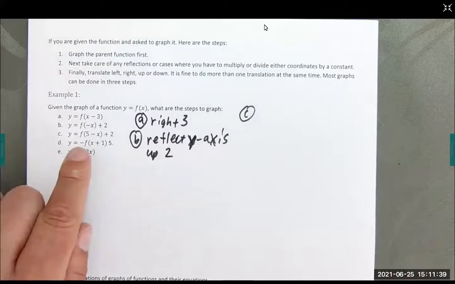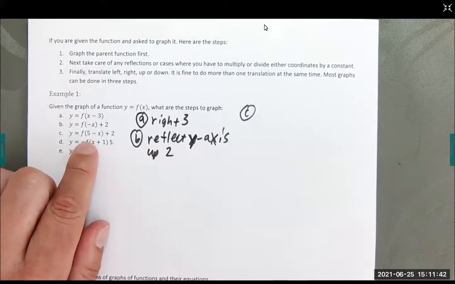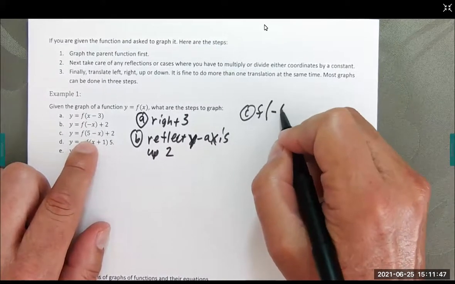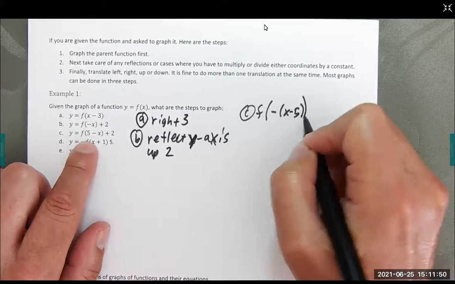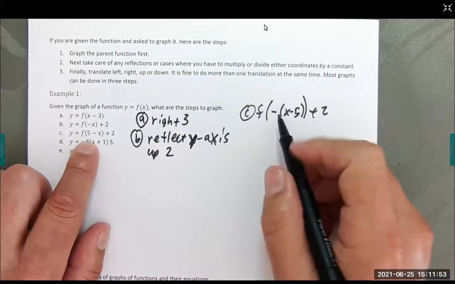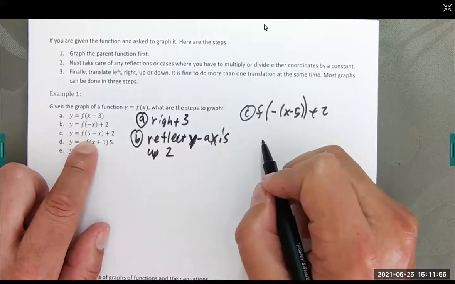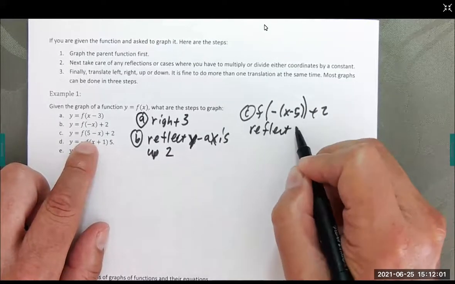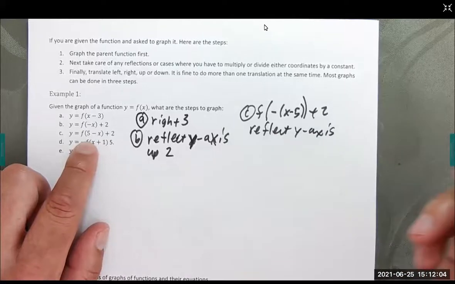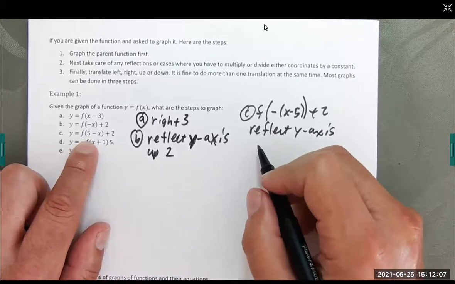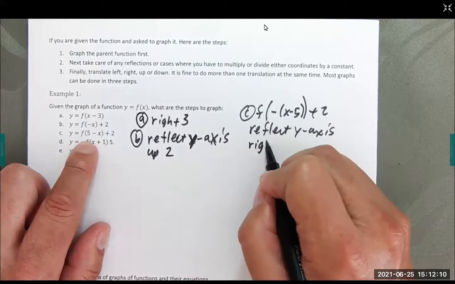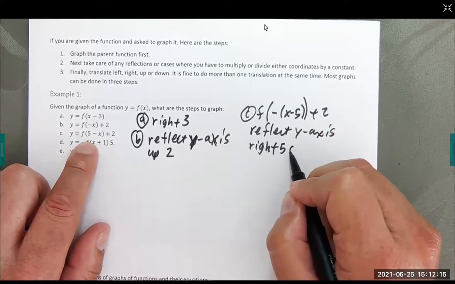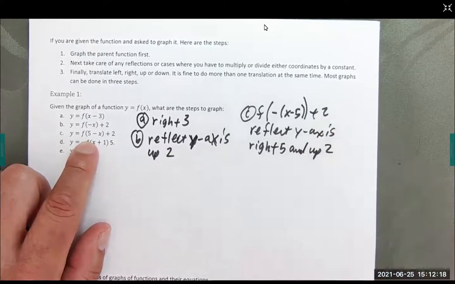Part C. So what we're going to do is rewrite this like this: f of -x minus 5 plus 2. So after we have rewritten it, we're going to first reflect the y-axis. Then we're going to go right by 5, because it's minus, and up by 2.